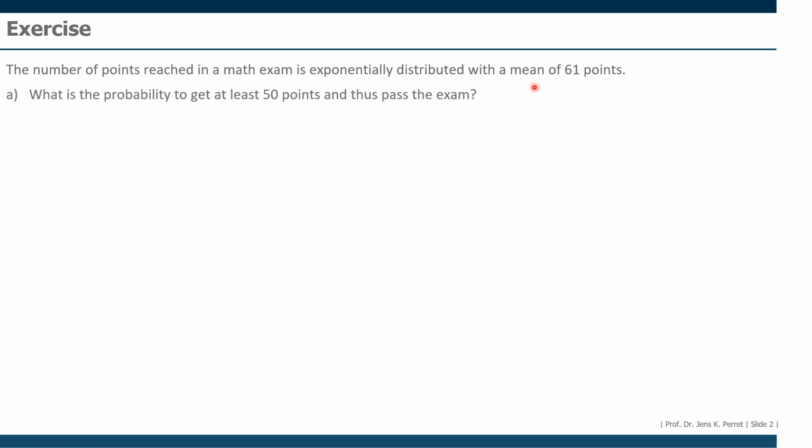First one being, what is the probability to get at least 50 points and thus pass the exam? At least 50 points translates into the points being 50 or larger. So it's x larger or equal to 50. The second part then, determine the probability of getting a 2.3, so the mark 2.3, which would translate into getting something between 75 and 80 points. So here we have to calculate actually two probabilities. Well, let's take this step by step.